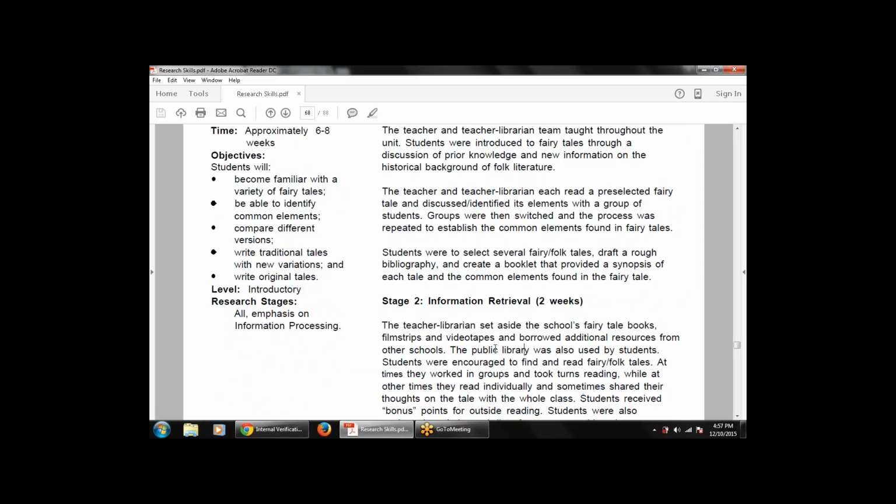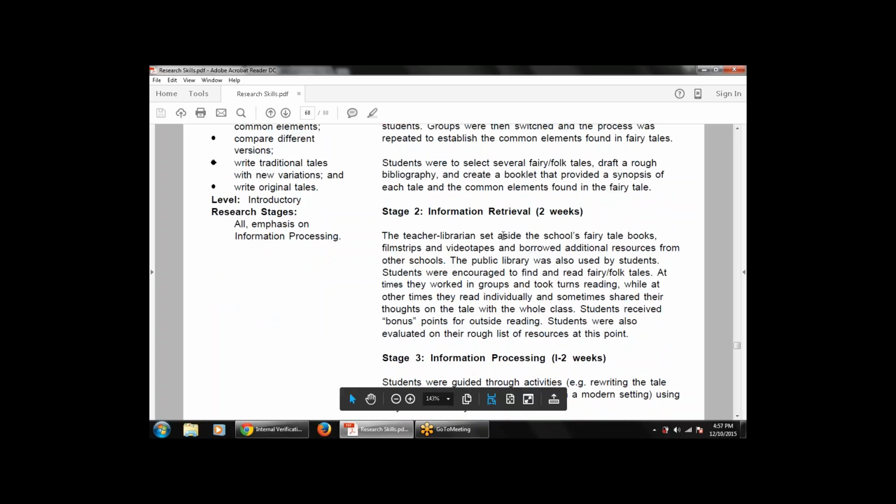The public library was also used by the students, and the students were encouraged to find and read fairy and folk tales. At times they worked in groups and took turns reading, while at other times they read individually and shared the information about the tale, and students received bonus points for outside reading. So this is how they receive the information: either from the bulletin board, from other schools, or from the public library nearby. That is the information retrieval.